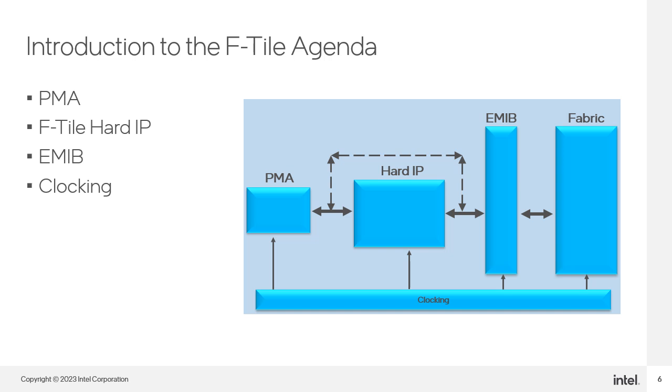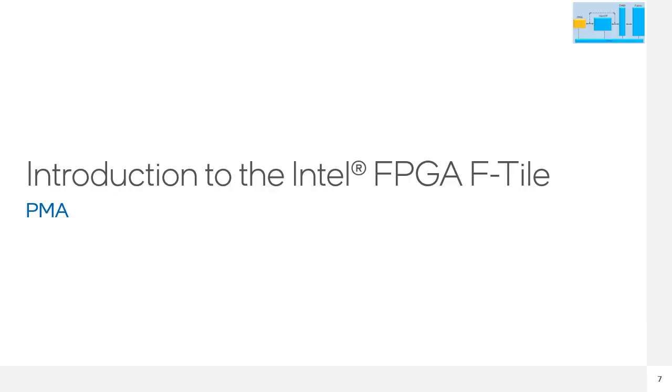For our discussion, we start with a look at the transceivers in the PMA section. Then we will investigate the various hard IP solutions found in the F-Tile and their features. After that, we move to the EMIB, the connection from the F-Tile to the FPGA fabric die. Finally, we will see how all of this is supported by PLLs and clock routing in the clocking section. So, let us look at the PMA.